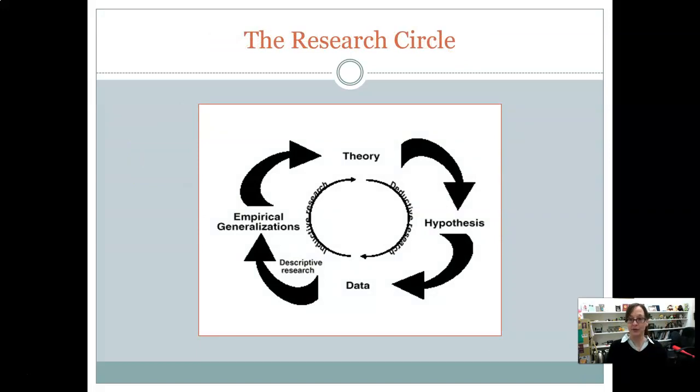So then this is the research circle. We have deductive reasoning from the top down on this little arrow, and inductive reasoning from the bottom up. With deductive reasoning, we start with theory, create a hypothesis, and then test it with data. Inductive research starts at the bottom with the data, and we use descriptive research to describe what's going on, in not quite generalized terms, because we want to see what's happening.